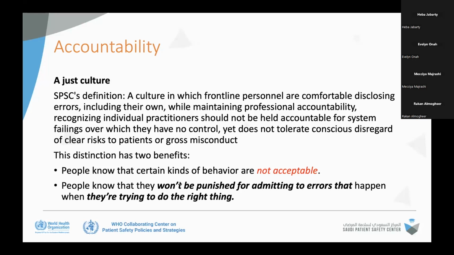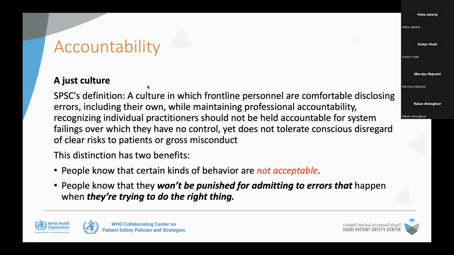So everyone has a concept of just culture. They should make sure that sharing concerns is welcomed. Not only this, but to be accountable about what is happening in the system. What is the benefit of having a good just culture?